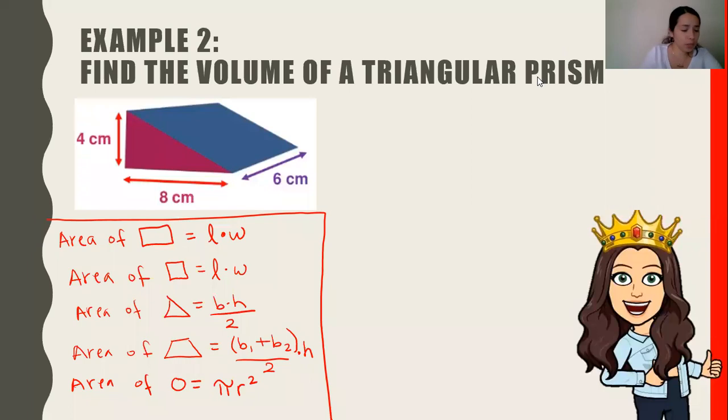Okay, so let's just finish this one up because we are running out of time. So now I'm going to go ahead and ask you. All right, you guys ready? And I hope that now you know, because now you have the information. So volume is equal to the area of the base times height, right?